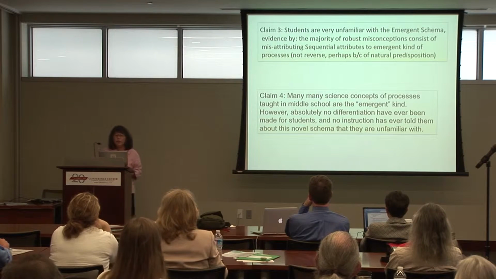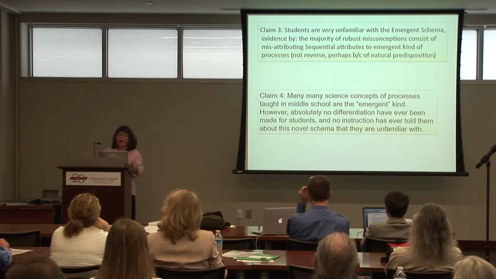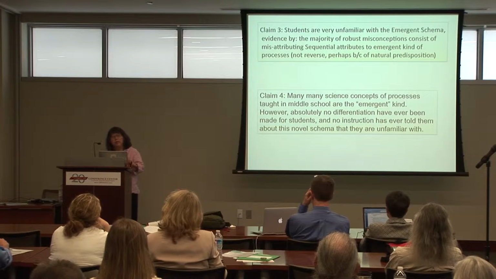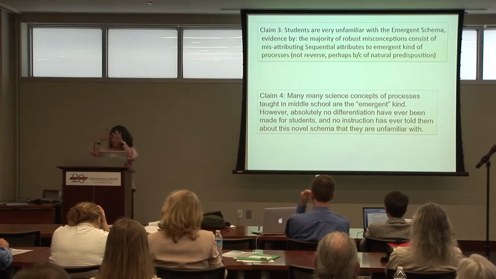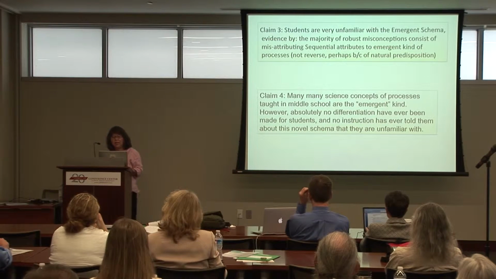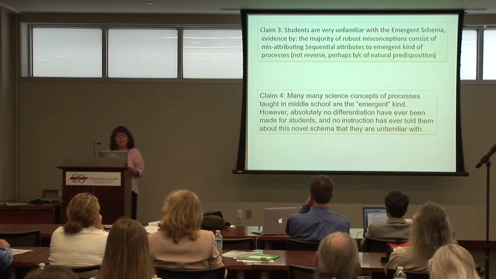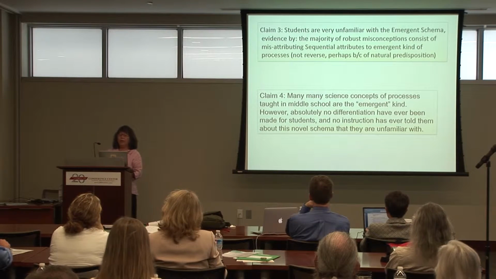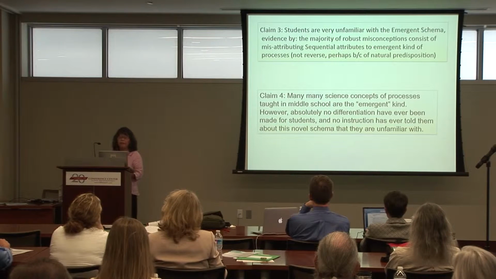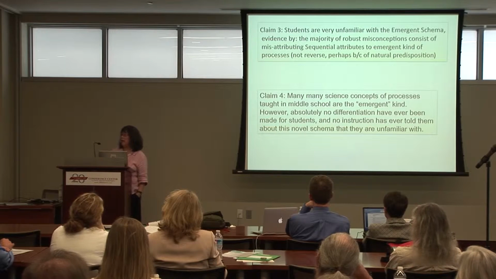The third claim is that students are very unfamiliar with the emergent schema, and this is evidenced not only by the robust misconceptions, but also perhaps by a developmental predisposition to understand narratives and sequential events. Your entire world is sequential. You can see sequential things. And the most important claim is that many science concepts or processes taught in middle school are actually this emergent kind of concept. So there's absolutely no differentiation that's ever been made for students, nor has instruction ever told them about this novel schema that they are unfamiliar with.